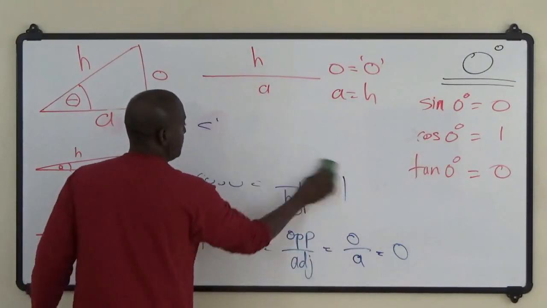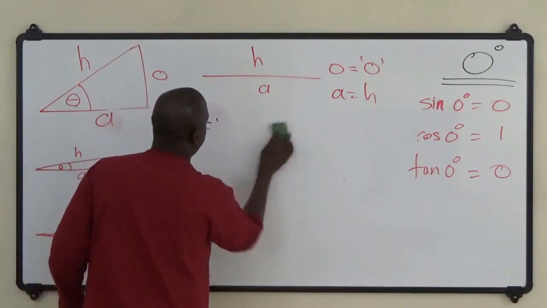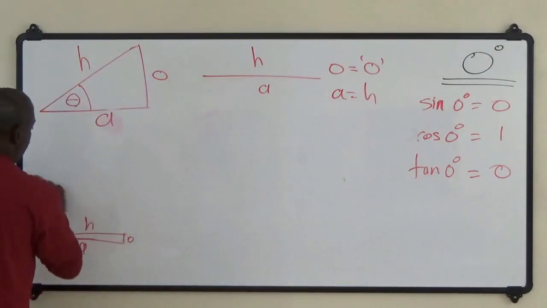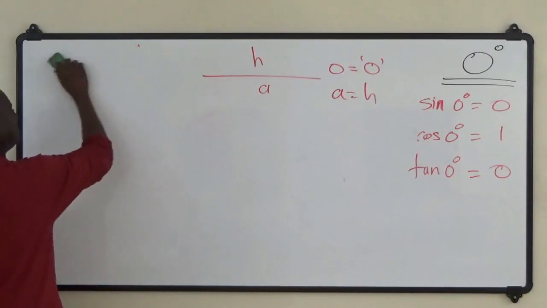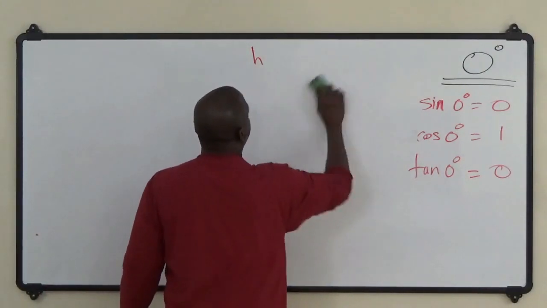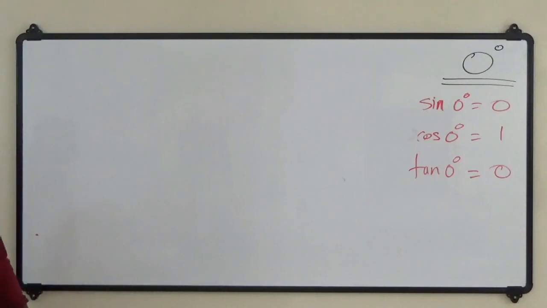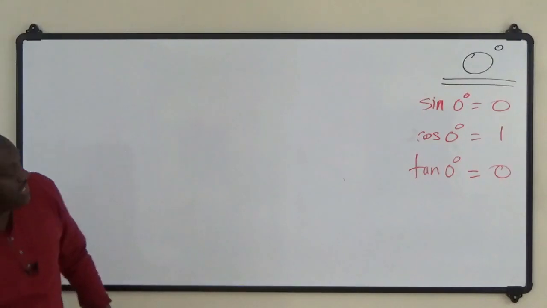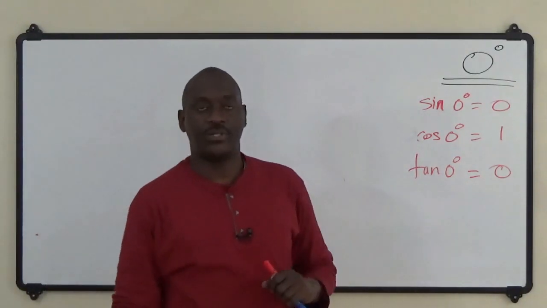All right? So, you check that out, you pause appropriately, and take your notes. In the next video, we're going to deal with what it means to have the sine, the cosine, and the tangent of 90 degrees. Yeah? So look out for that.